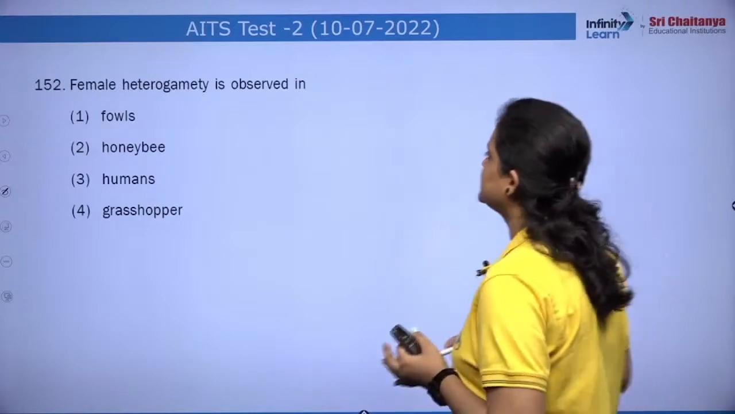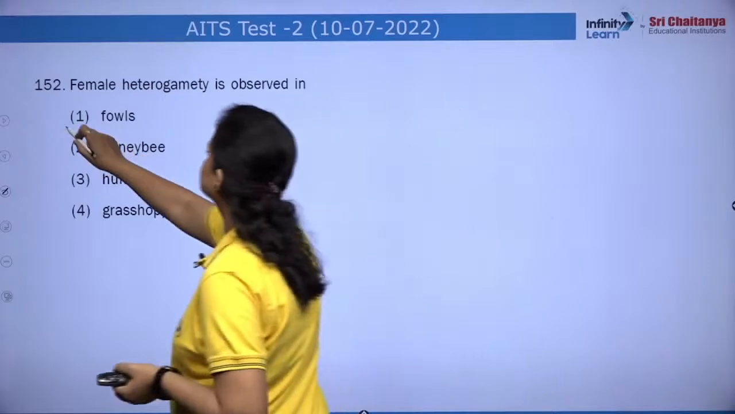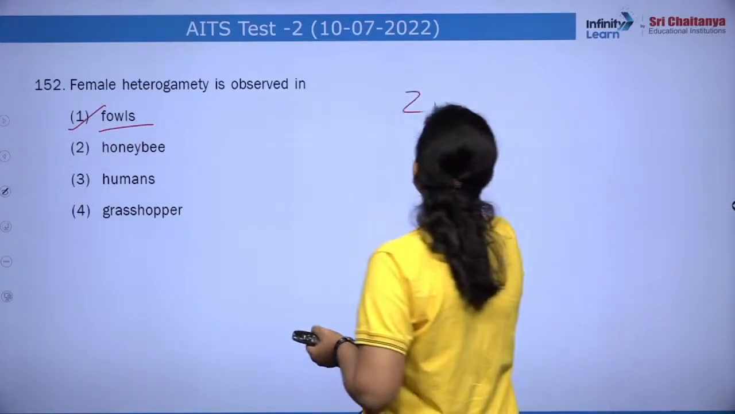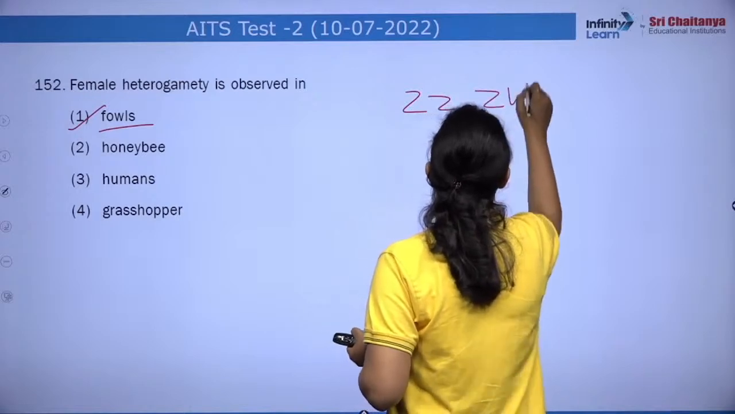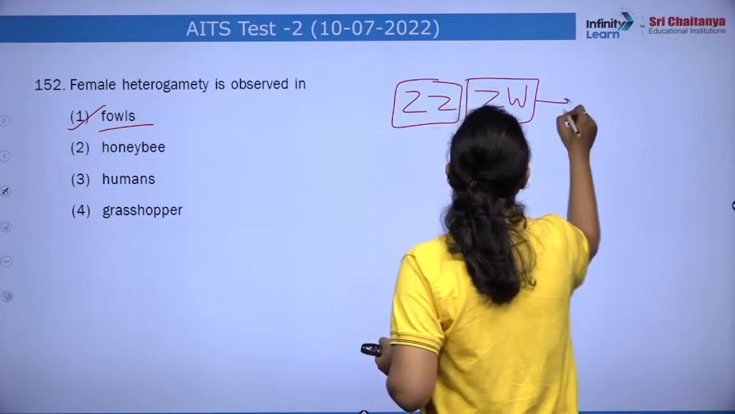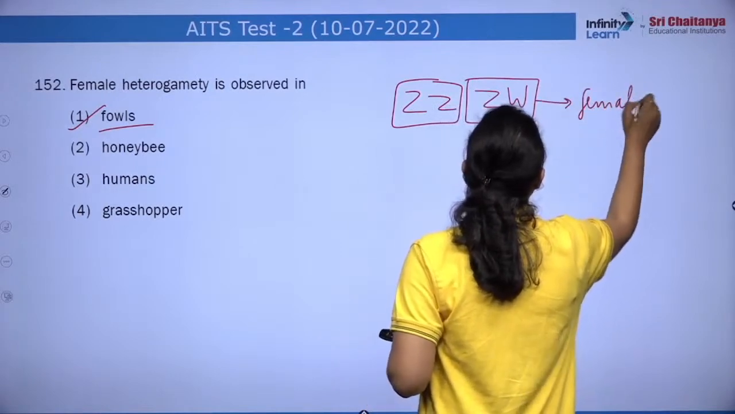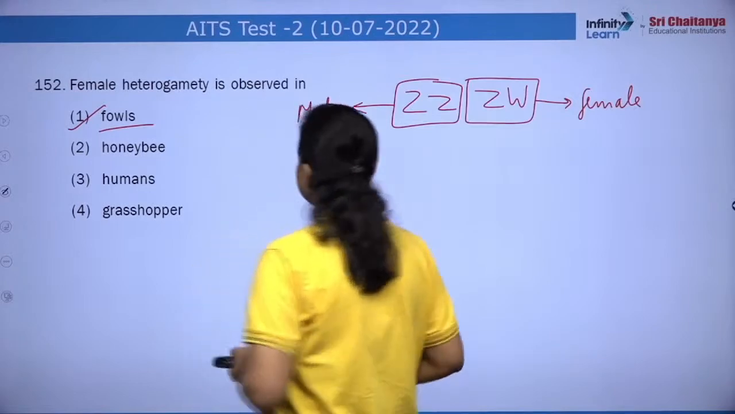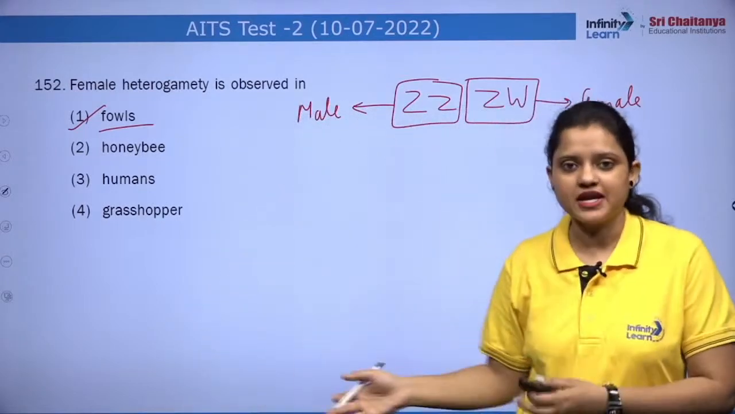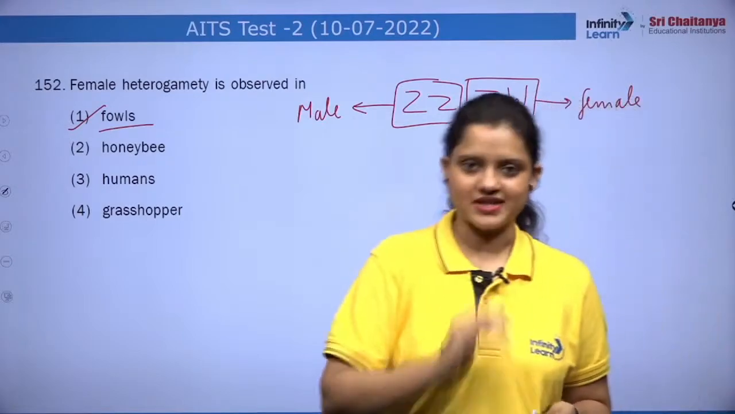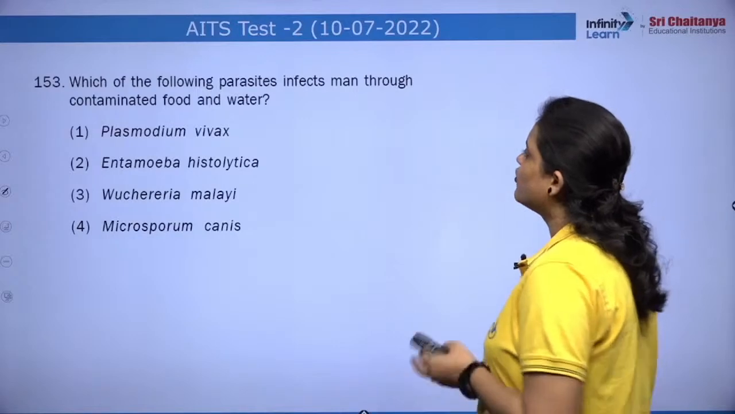Female heterogamety is observed in, correct option is fowls. What happens in birds? There is ZZ and ZW type of sex determination, right? ZW is female and ZZ is male, unlike human beings, where XX is female and XY is male, and heterogamety is exhibited by the males, right? Now let's move on to our next question.